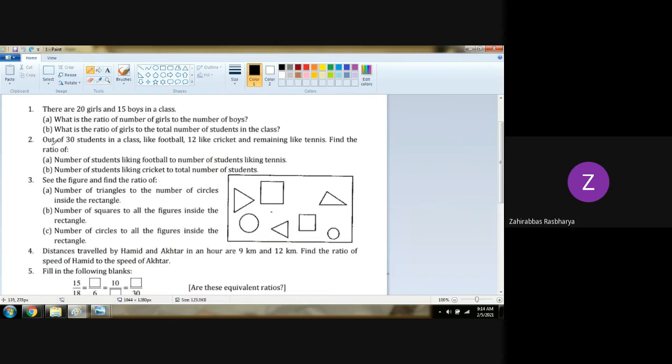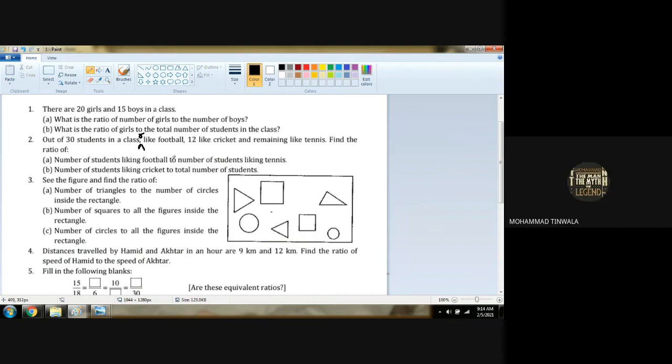Number 2. Out of 30 students in a class, 6 like football. Here 6, printing error. 6 like football, 12 like cricket, and the remaining like tennis. Find the ratio of: A, number of students liking football to number of students liking tennis. B, number of students liking cricket to total number of students.